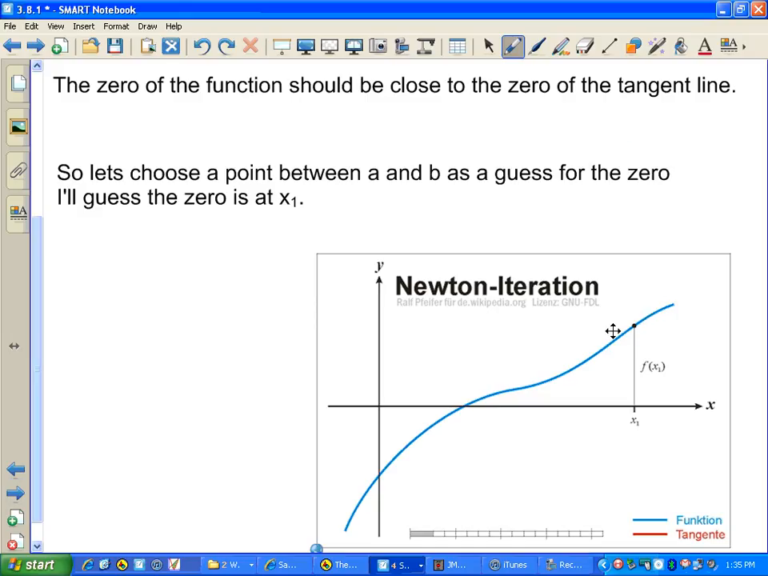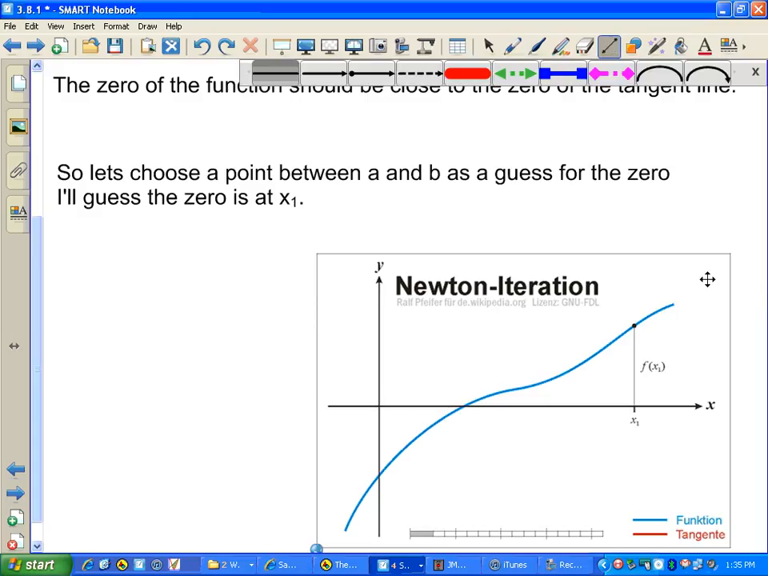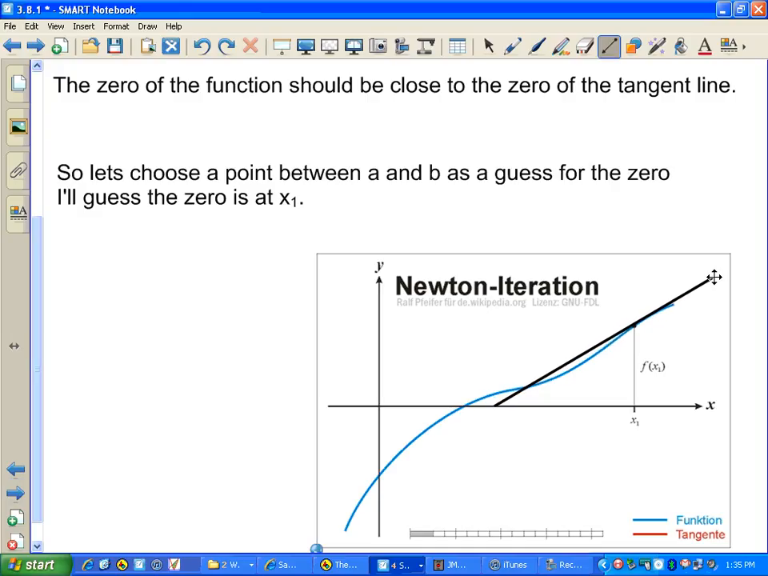Newton's method says that if I drew a tangent line, okay, this is going to be my first point that I'm going to guess where the 0 is. It's clearly not there, but it doesn't matter how close you are for your first guess. I'm going to guess that it's here. Newton's method says that if I drew a tangent line at that point, so something like this, okay, there's my tangent line, that the 0 of this tangent line, which would be right here, should be close to the 0 of the actual function. And it is pretty close.